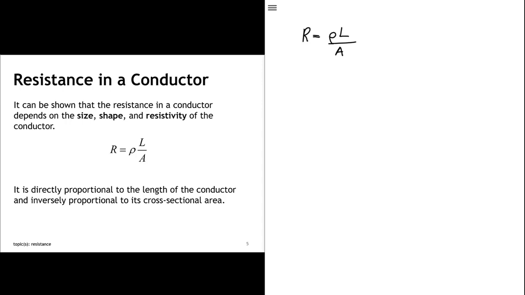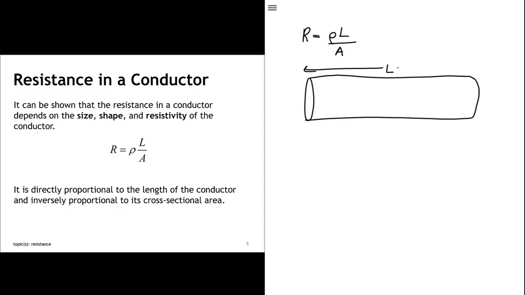So let's begin by sketching what we mean. Let's say we have a conductor of a certain length. This conductor is of length L and cross-sectional area A. It is through this cross-sectional area that our charge carriers move through the conductor.